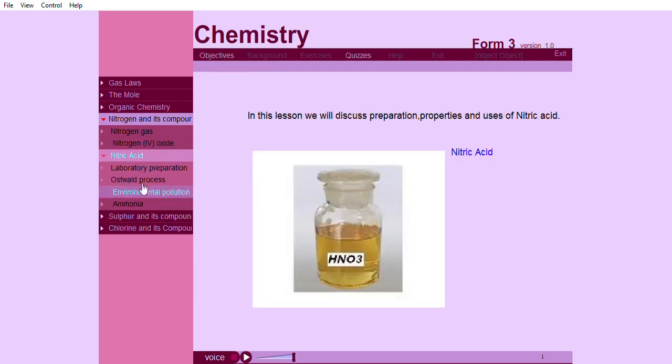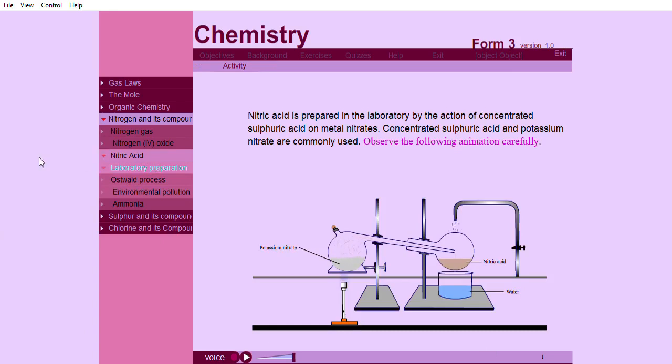In this lesson, we will discuss preparation, properties and uses of nitric acid. Nitric acid is prepared in the laboratory by the action of concentrated sulfuric acid on metal nitrates. Concentrated sulfuric acid and potassium nitrate are commonly used.